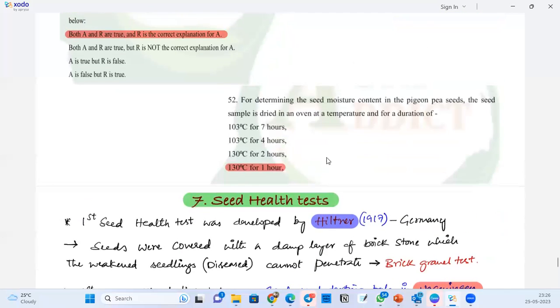Next, there is another question which is asked specifically for pigeon pea seeds. So I told you it is 130 degrees Celsius for cereals, and this is common for pulses. And for the oil seeds, it is 103 degrees Celsius for 17 hours. Okay, just try to remember them. So for the cereals, it is 130 for 2 hours, and for maize it should be 130 for 4 hours, and 130 for 1 hour in case of pulses, and 103 for 17 hours in case of oil seeds.